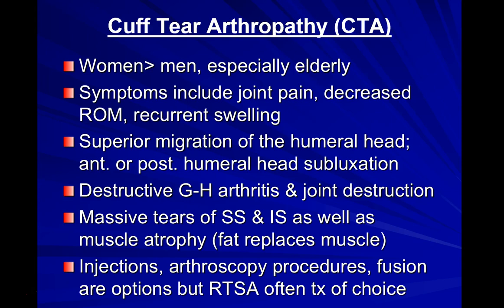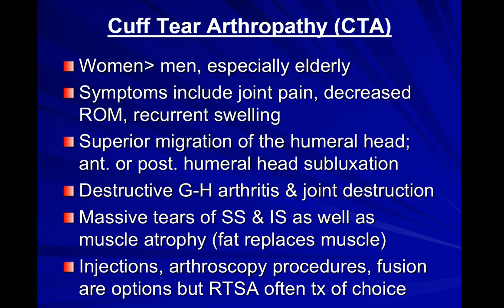Okay, the next condition that I want to talk about is what's known as CTA, or cuff tear arthropathy. And this is also more common in women, especially elderly women. Your symptoms would be similar to a frozen shoulder, except the typical main complaint is pain. So they still can elevate the arm, they can still use it. They've probably lost some range of motion, but they also might have some recurrent swelling in there as well.